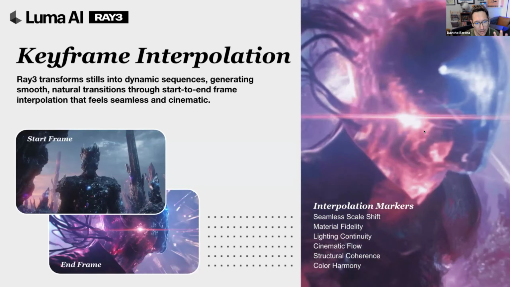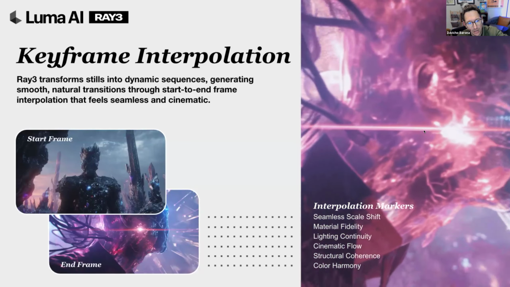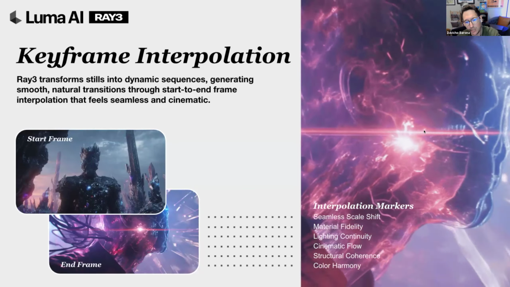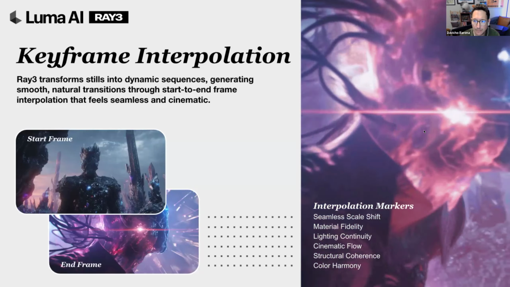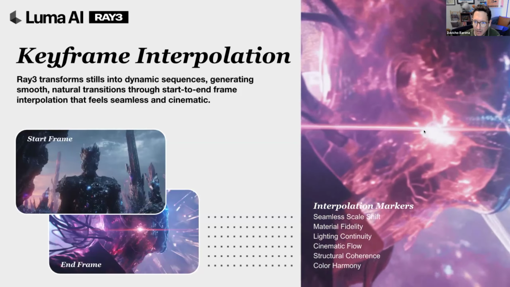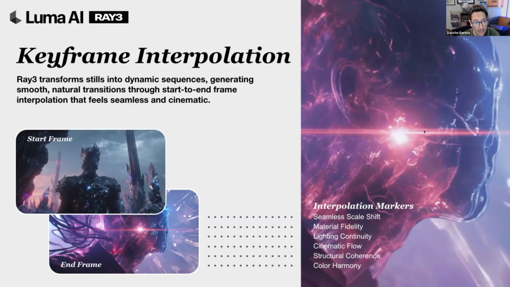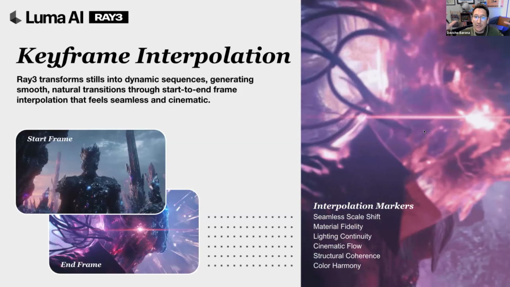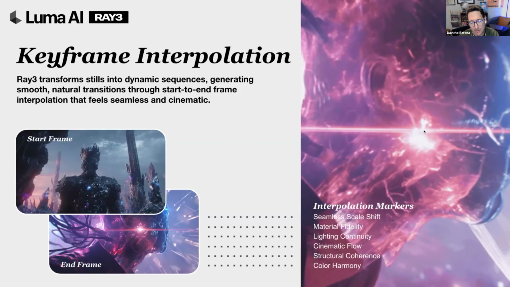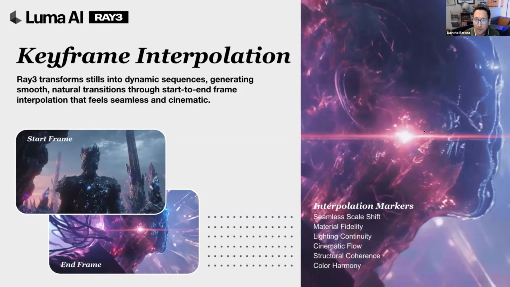The material fidelity: it's going from these really hard edges, his armor has got these hard edges and a very solid texture, to then going into this translucent, see-through look on the second frame, and just keeping those details there. The lighting continuity, it's not blowing it out, it's not over darkening it. It's again just really listening to those frames. And the cinematic flow, it just feels like a scene.